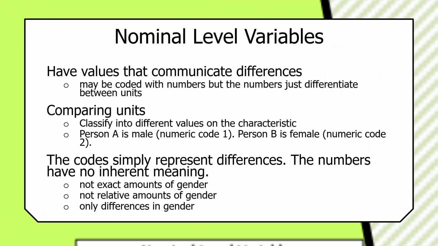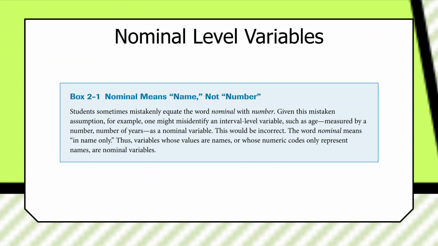Only differences in gender. Now here's a confusion I've noticed over the years. Let's take a little sidebar here. There's a box in the book that addresses this. I have been struck by asking students, for example, to name the level of measurement, level of precision of, say, a variable like age or income, which is clearly an interval level, and students will say it's nominal. And I think the reason for that confusion is the word nominal looks like number, but it doesn't stand for number, it stands for name. Students sometimes mistakenly equate the word nominal with number.